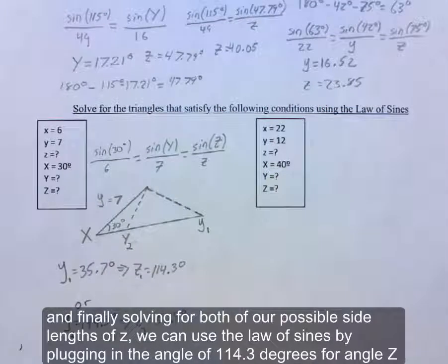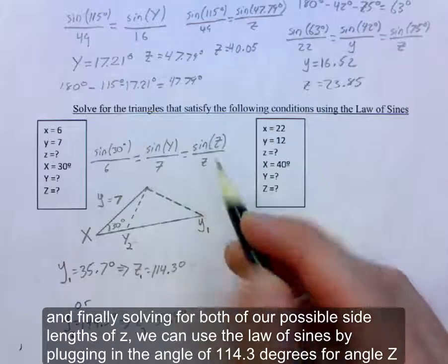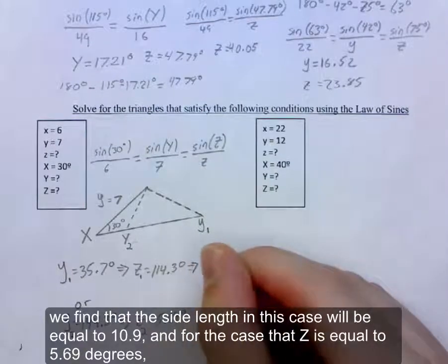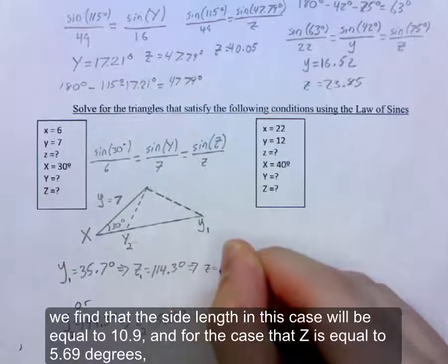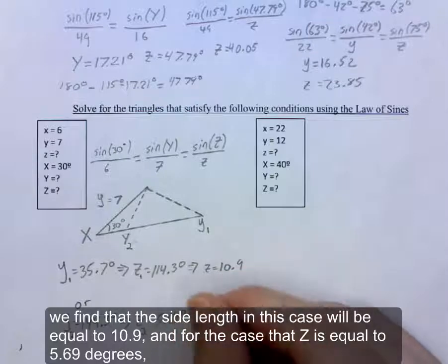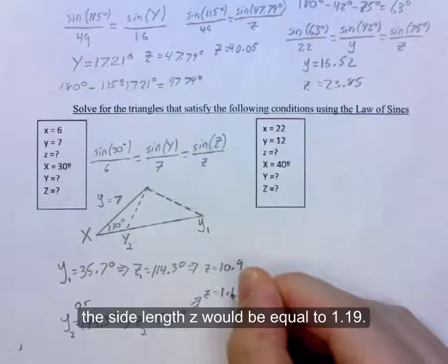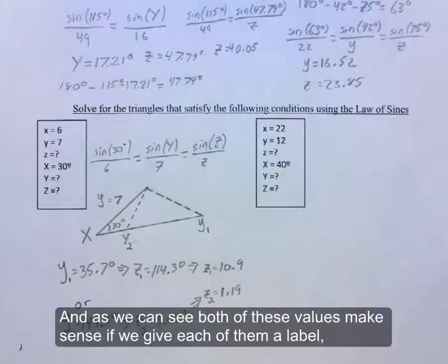And finally, solving for both of our possible side lengths of z, we can use the law of sines by plugging in the angle of 114.3 degrees for our angle z. We find that the side length in this case will be equal to 10.9. And for the case that z is equal to 5.69 degrees, the side length z would be equal to 1.19. And as we can see, both of these values make sense if we give each of them a label.